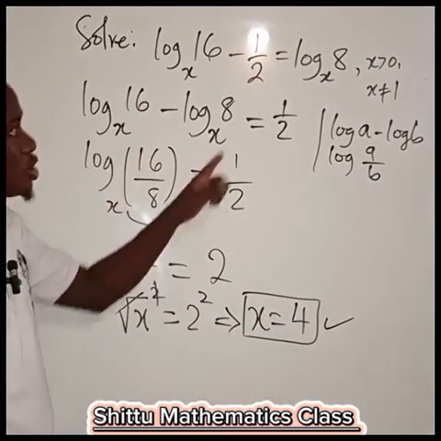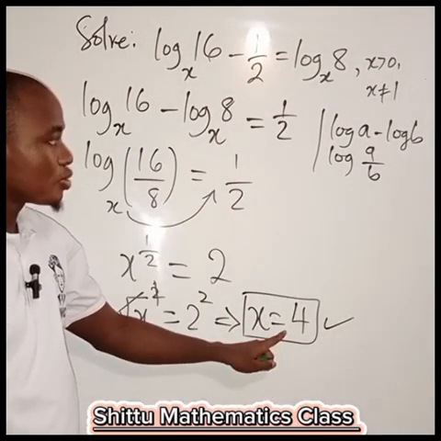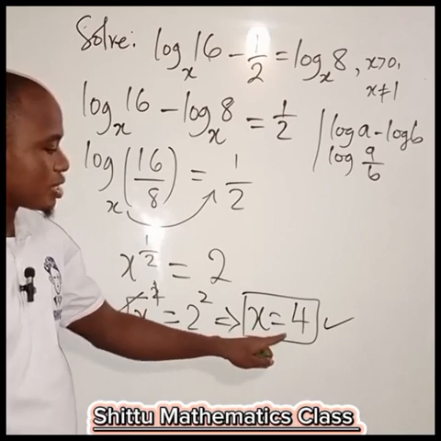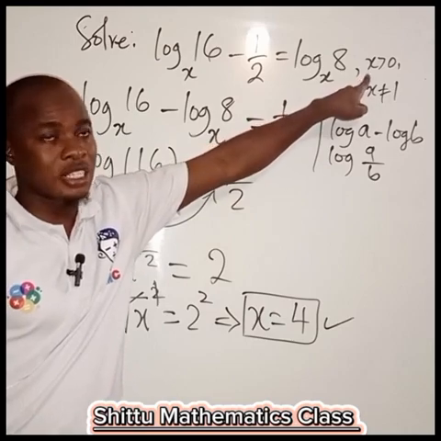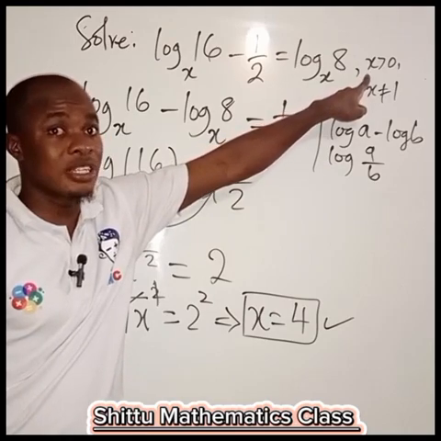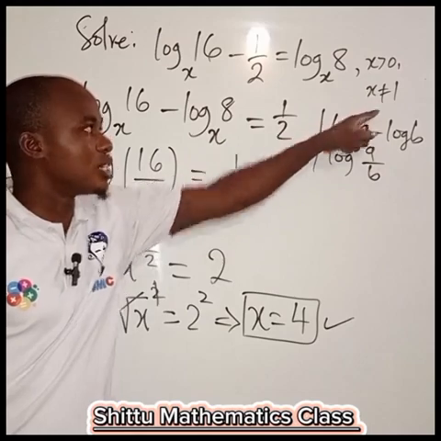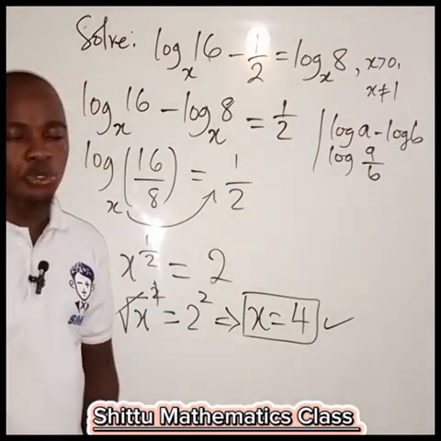So now the solution to this problem is 4. When you look at this x, you can see that it belongs to this set, that is, x is greater than 0 but it cannot be 1. So we can see that 4 is our solution to the problem.